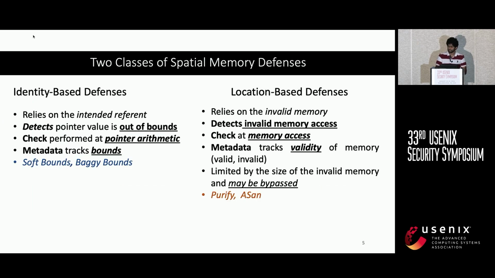There are two classes of memory defenses, which are well studied, and they differ fundamentally. Identity-based defenses basically detect whether the pointer may go out of bounds. The check is performed at pointer arithmetic. I think this is shown in the previous talk as well. And the metadata tracks the bounds of these objects. Location-based defenses, on the other hand, introduce invalid memory. The metadata tracks the state for this, whether it's valid or invalid. And the check basically functions by identifying whether this invalid memory is being accessed. In our work, we focus on Baggy Bounds and AddressSanitizer, as these are great cases, well studied, and AddressSanitizer is widely used right now.